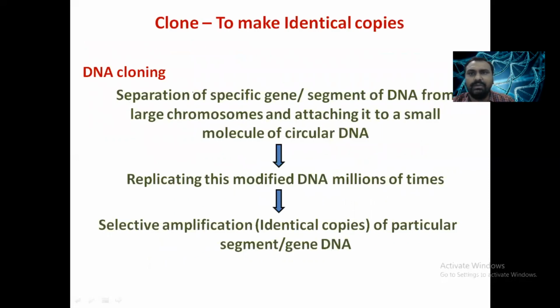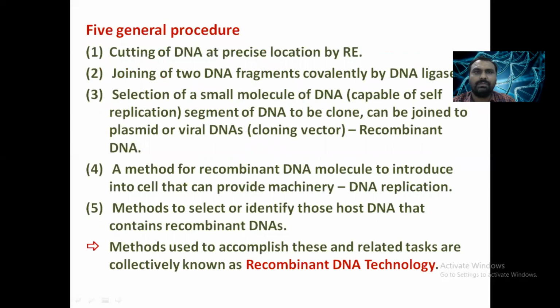Now DNA cloning: we can make identical copies of the recombinant DNA. The process involves separation of the specific gene of interest, then replicating this modified DNA millions of times, and selective amplification of a particular segment of the gene. If we want to make the insulin gene, we select it and make the protein from that. Basically, here we cut the DNA at the precise location at the palindromic sequence by restriction endonuclease, then join the two DNA fragments covalently by DNA ligase.